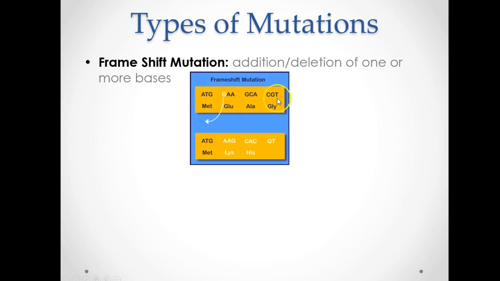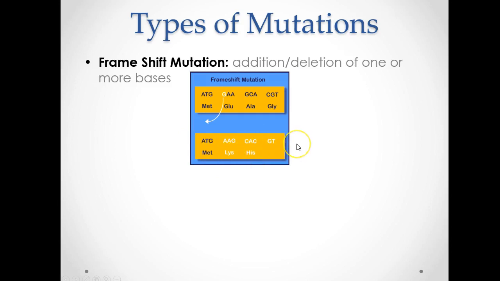So let's go back to our original example from before where we had methionine, glutamine, alanine, and glycine. In this case, we're going to remove this G right here. Okay, so we're going to take this out. It didn't get copied. A mistake happened. Now what you see is only methionine stays, and now we have lysine and histidine instead.